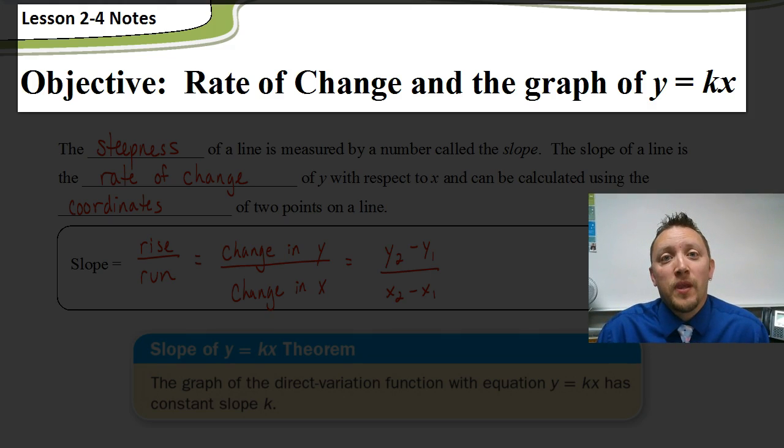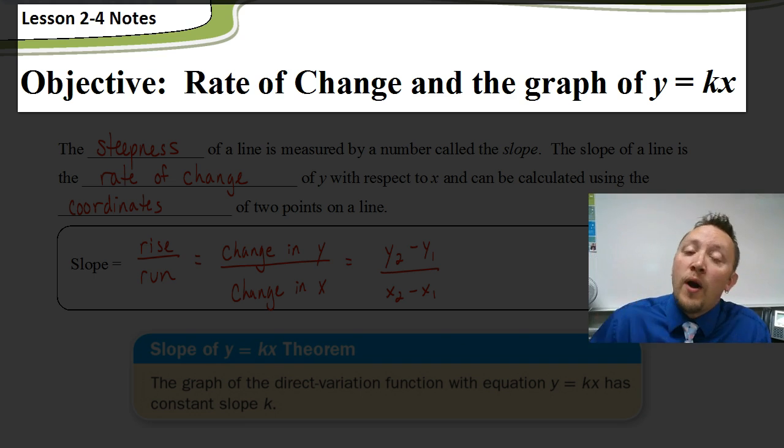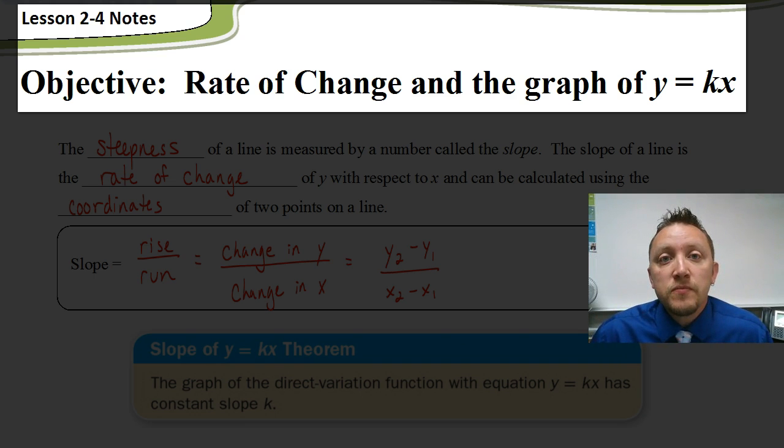Well, welcome. In this video we're going to be looking at Lesson 2.4. And you can see the objective here for Lesson 2.4 is all about understanding what the rate of change is and how we can apply that to our direct variation equation that we've already talked about. Remember, direct variation is in the form y equals k times x.